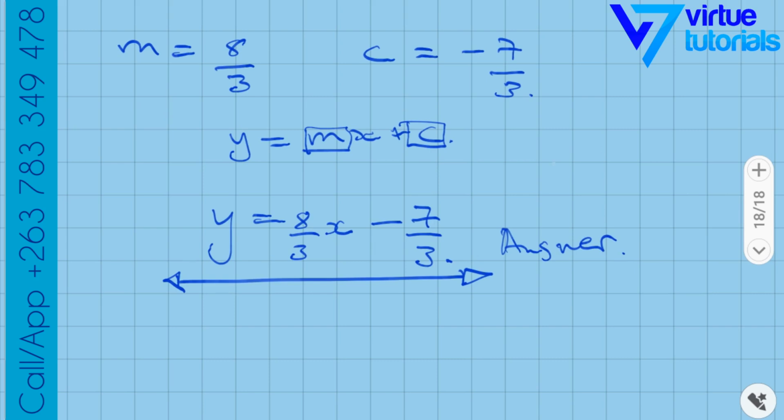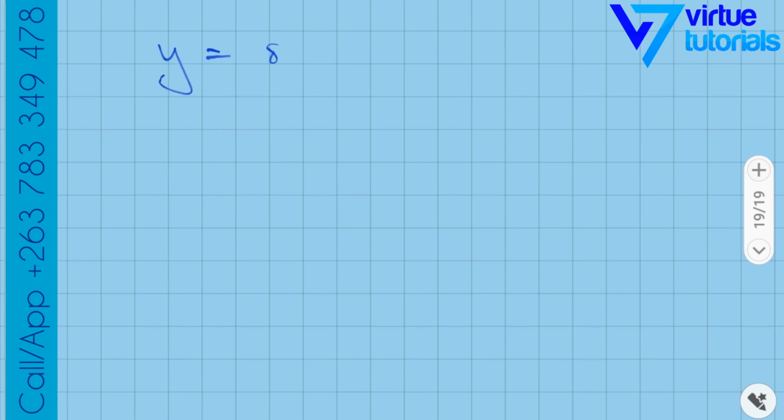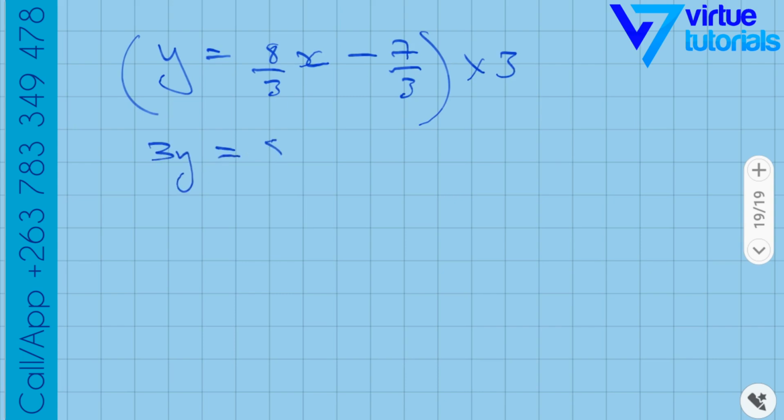Now, some people may prefer not to have the denominator. So if they have something like y is equal to 8 over 3 x minus 7 over 3, they might multiply throughout by 3 to remove the denominator. So this gives you 3y is equal to 3 into 3, 1, 1 times 8, 8x, minus 3 into 3, 1, 1 times 7, 7. So this is another way that the same equation can be represented. It's not really always necessary, but you may be asked to do so in some situations.